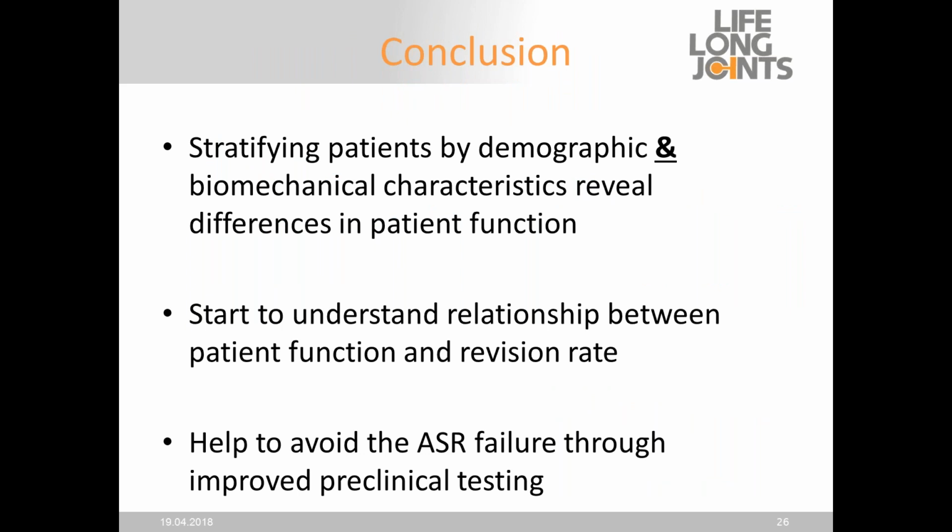So in conclusion, from the brief bit of work that I've shown you here, we can see that stratifying patients by demographic and biomechanical characteristics such as gait speed reveals differences in how our patients function, and it's very difficult to say that we can represent all our patients with just a single waveform. Looking at this data as well and using the preclinical testing measurements, we can start to understand the relationship between these patient demographics and patient function on revision rate to try and identify which patients might be at risk of early revisions. And hopefully, if we were able to use our waveforms in preclinical testing, we'll be able to avoid failures such as the SR through improving the testing.